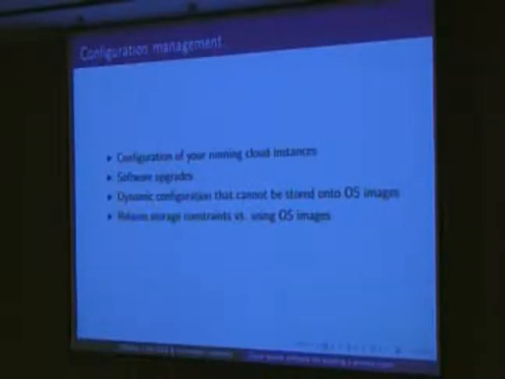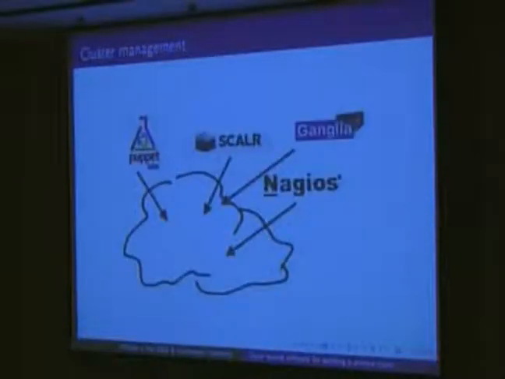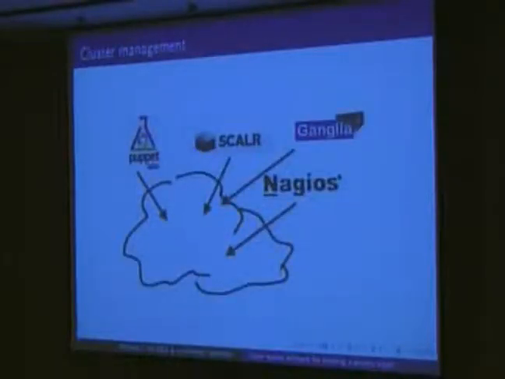So cluster management generally includes stuff like configuration management, and then there's also visualization and reporting, which we also call analytics.